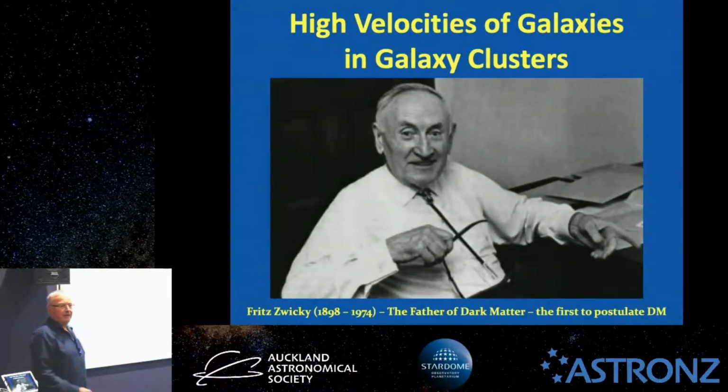He was very ahead of his time. He was absolutely brilliant in what he did. He was decades ahead of the rest of the astronomical community, and he was the first person to postulate the existence of dark matter. So how did he do that?